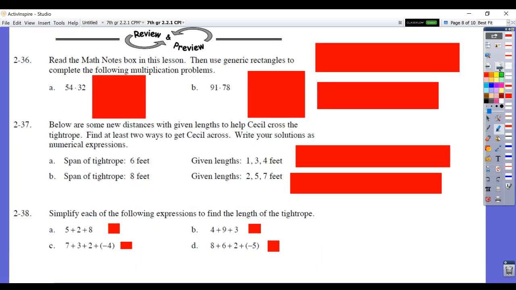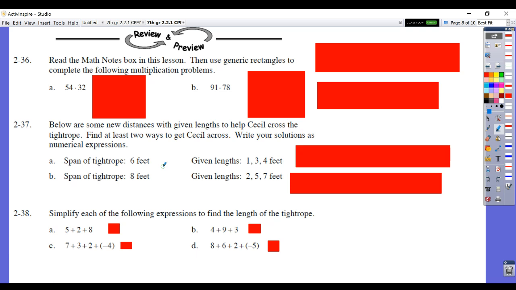Let's talk about the homework next. So for the homework, 236, it is a review idea problem. You're going to take 54 times 32, and you're going to go ahead and do it with a generic rectangle. All right, so 50 plus 4 on one side, 30 plus 2 on the other. Fill in the parts, write down the number sentence. Same thing with part B.